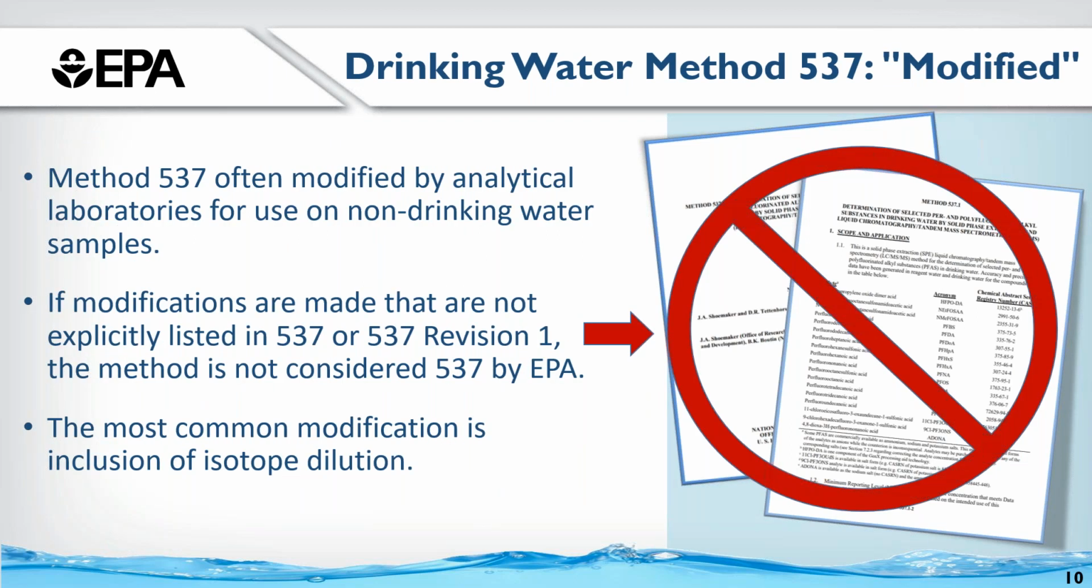One of the things we run into quite frequently is commercial labs or maybe even some state labs using a quote unquote modified 537 method. If these modifications are made and they are not within the scope of 537.1, then the method is not considered 537 by EPA. It doesn't matter if you tag a modified onto it or not. It has become your own lab's proprietary method.